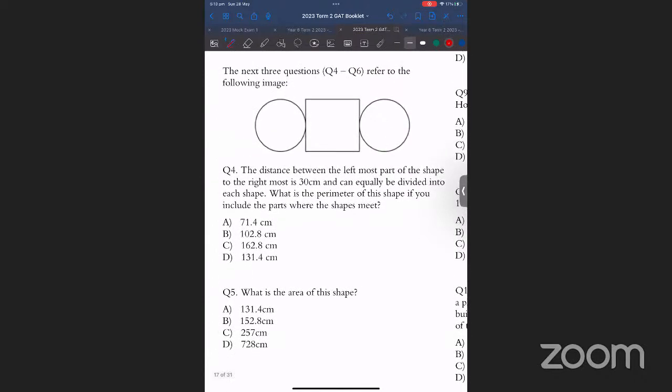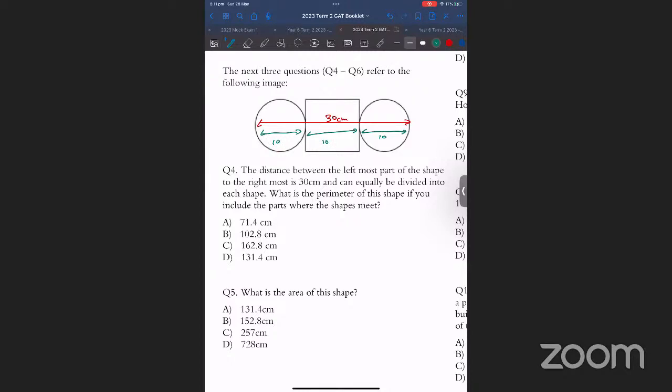Okay, let's start with question number 4. The distance between the leftmost part of the shape to the rightmost part of the shape is 30 centimeters and can be equally divided into each shape. What that means is that from here all the way to here is 30 centimeters in distance. And then it says that each of the lengths, this shape here and this shape here, are all 10, 10, 10. Do you guys understand?